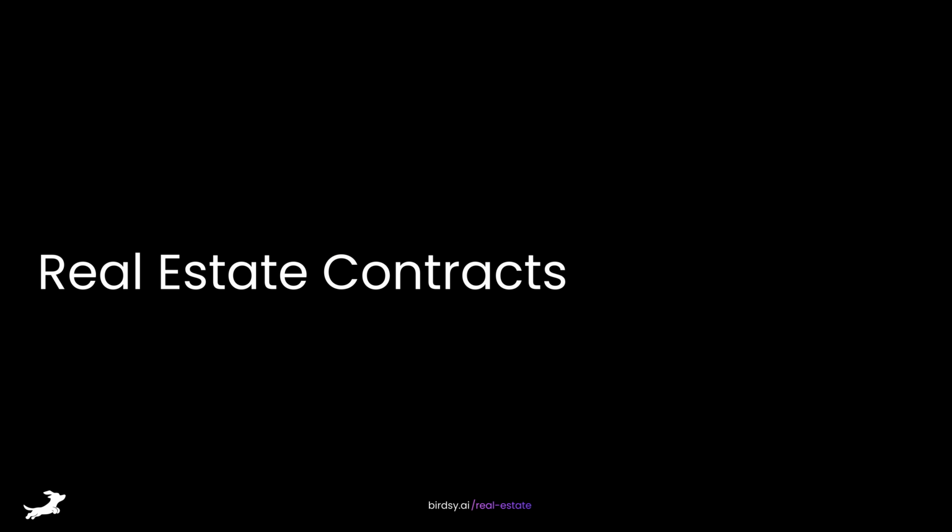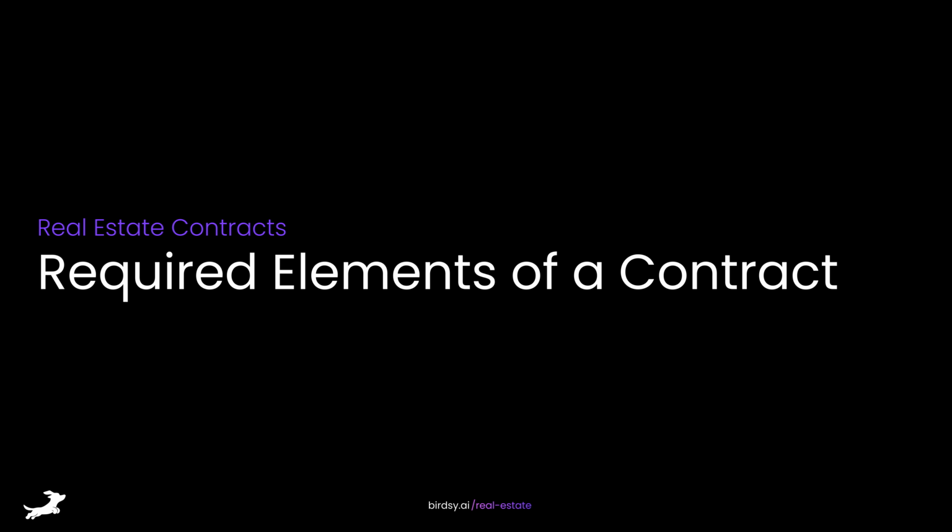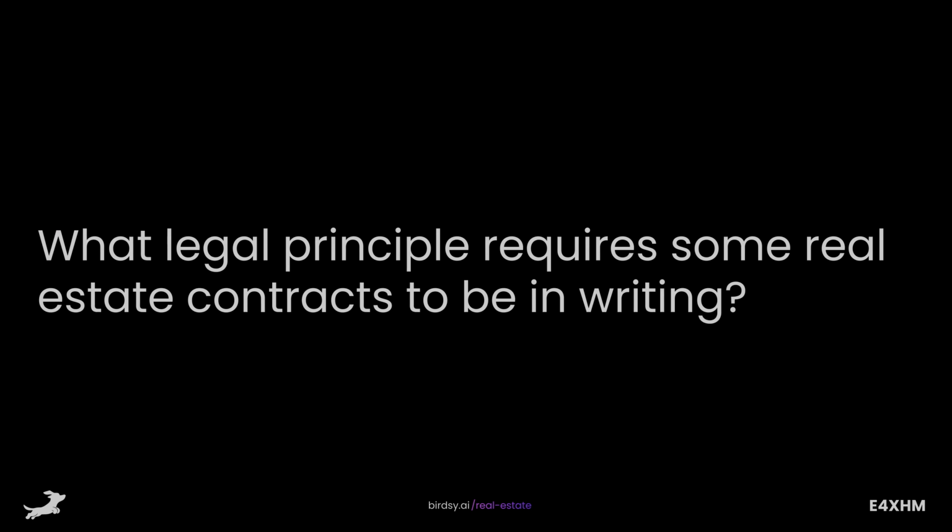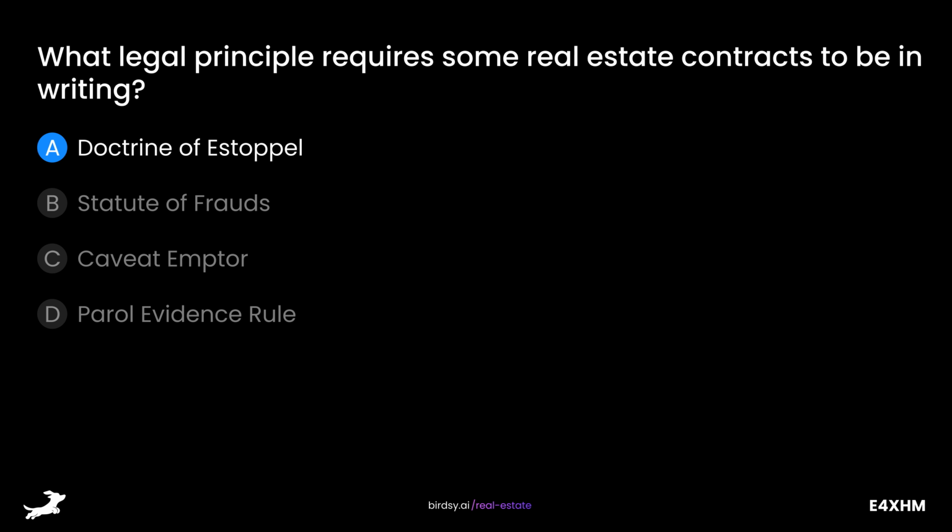Real estate contracts. Required elements of a contract. What legal principle requires some real estate contracts to be in writing? Is it A, doctrine of estoppel, B, statute of frauds, C, caveat emptor, or D, parol evidence rule? The answer is B.